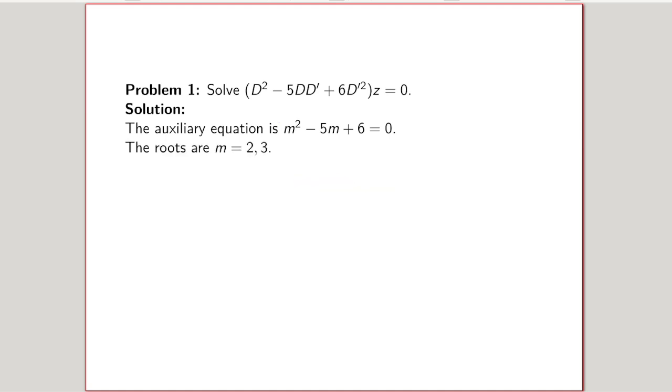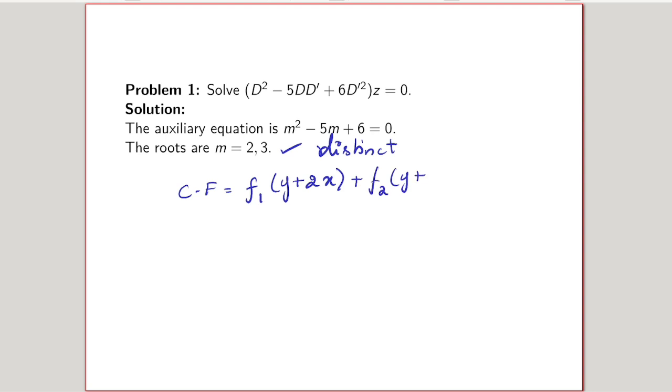These are the roots. Now how to write the complementary function? Since these roots are distinct, we have to go for case 1. So it is f1(y + m1x). Here the first root is 2, so it will be f1(y + 2x) plus f2(y + second root), which is 3x. So this is our complementary function.